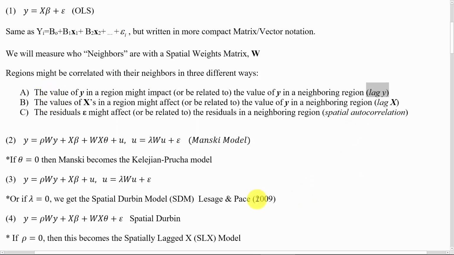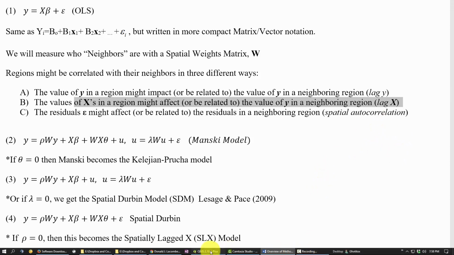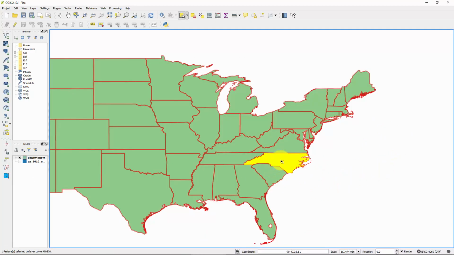Now, another way that we might see this kind of spatial relationship: instead of the unemployment rate in one region somehow directly or indirectly impacting the unemployment rate in another region, it might be that the values of the explanatory variables in one region might affect or be related to the dependent variable in another region. Let's look at our map to see how this might work. So again, if we're explaining unemployment, we might think about explanatory variables like income, racial composition, education levels, or social capital.